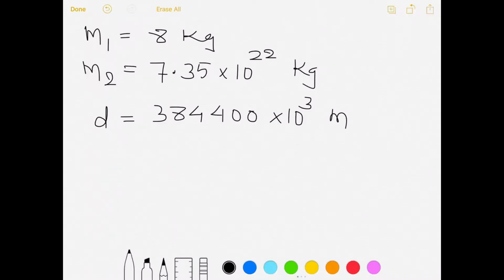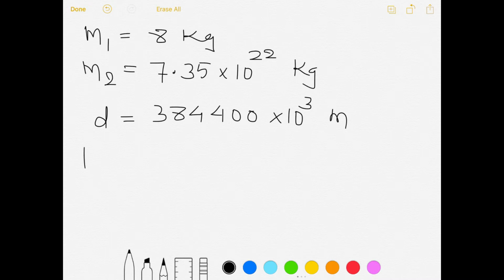Okay, so here are the values that we are going to use. m1 is the mass of the body, m2 is the mass of the moon, that is 7.35 into 10 raised to 22 kilograms, and the distance between moon and earth is 384,400 into 10 raised to 3 meters. Now let us place all these values in the formula and let us see what we get.